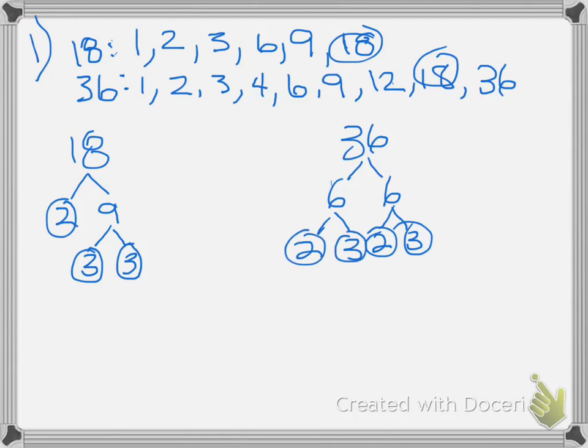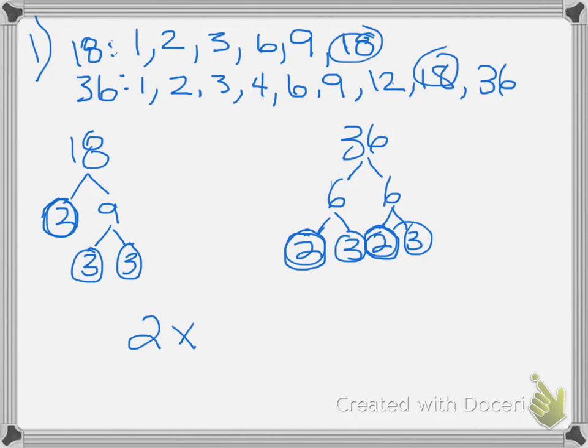And I just compare my prime factors. On this side, I have a 2 as far as 18 goes, but 36 has 2 2's. So how many do I get to use? Only as many that they have in common. They both have 1. 36 has 2, but 18 does not. So I can only use as many as both have in common, which would be just 1.